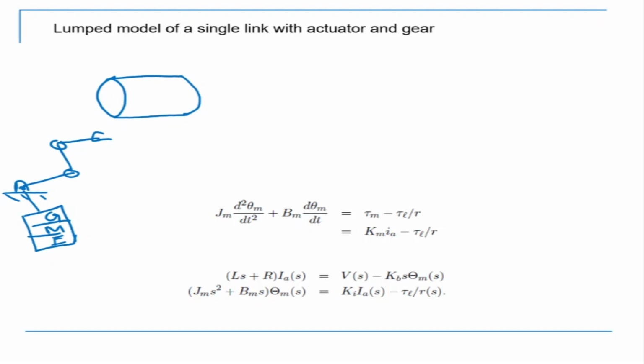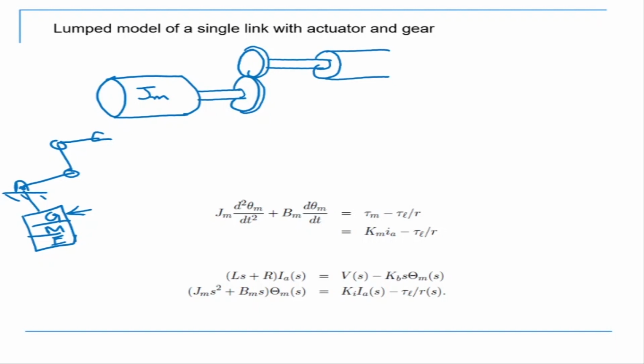So the motor, there is a Jm, which is the inertia of the motor. This motor is connected to a gear, which is shown here. So that's my gear, which is connected here, and the output of the gear is connected to a link, and let me say this is the inertia of the link. Let me say that this is JL.